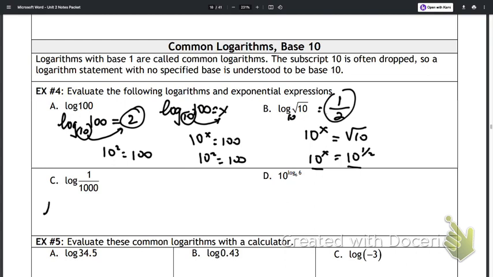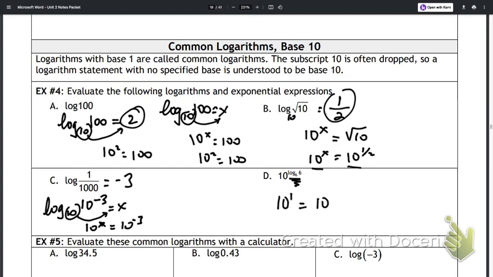On the next one, we've got log base 10. I'm going to rewrite that 1,000 as 10 to the -3. Well, that equals something, so we need to figure that out. 10 raised to the x power equals 10 to the -3. So this answer is just -3. Now notice here, this is the same base and argument. So that's the same thing as saying 10 to the first power, which is the number 10. So this is the same thing as saying 10.